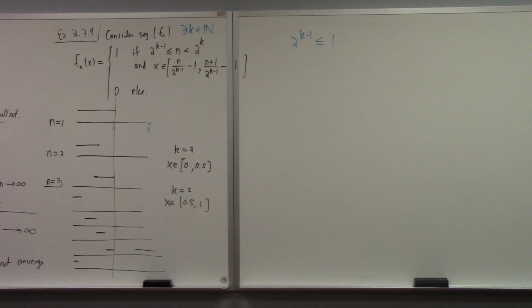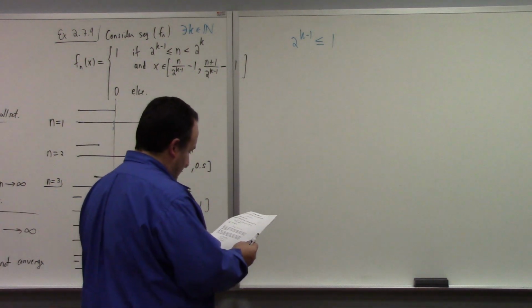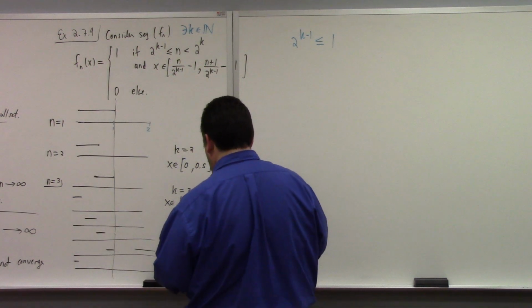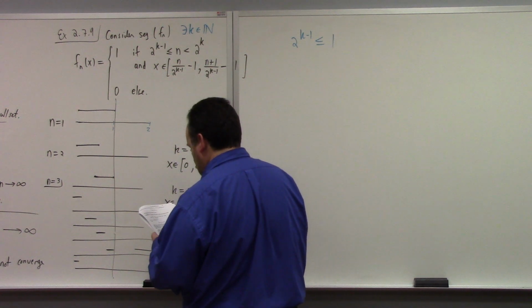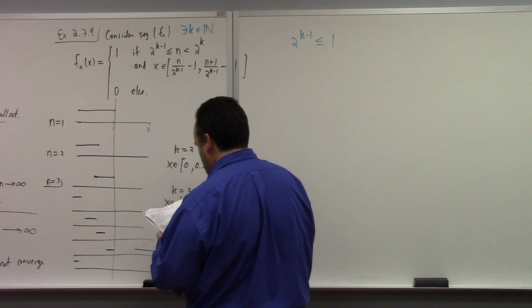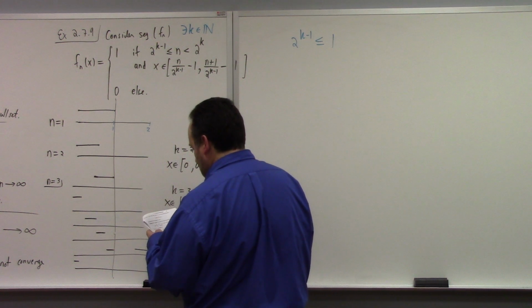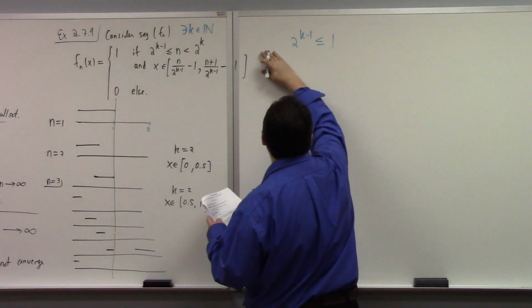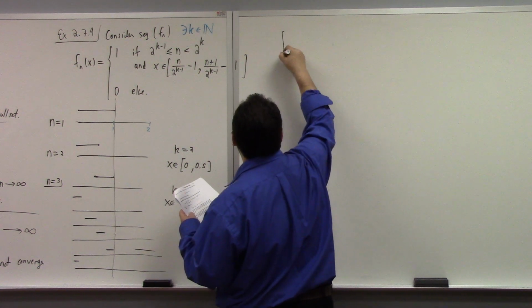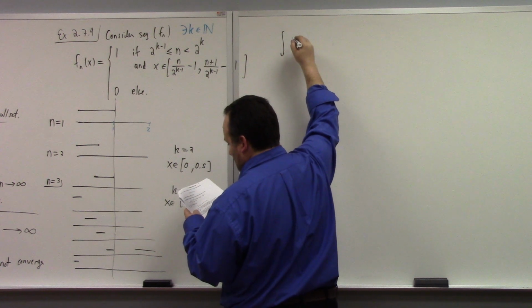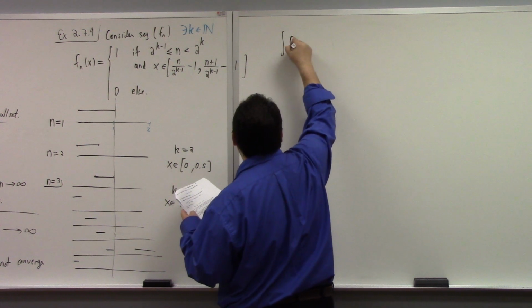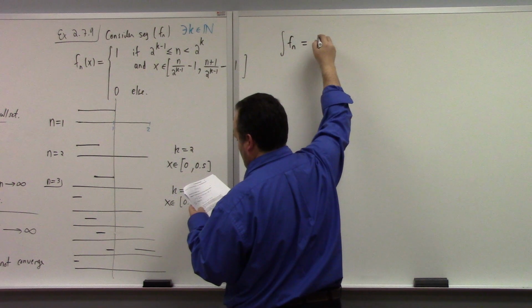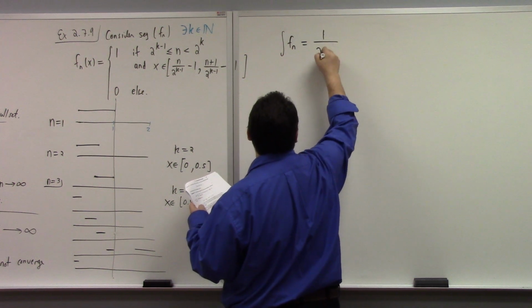All right, so as he says, example. He claims that for this one, the integral of Fn is 1 over 2 to the k minus 1. Does that make sense?